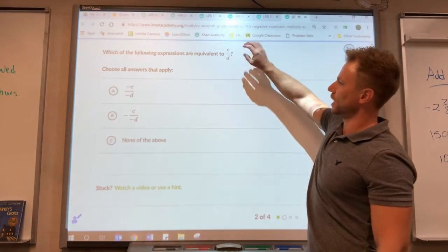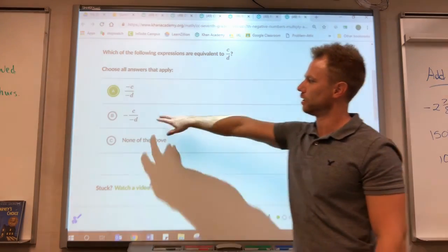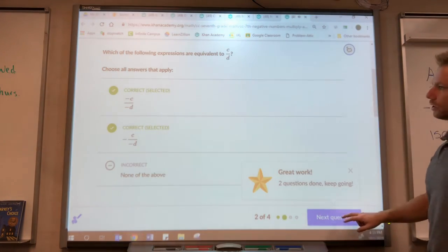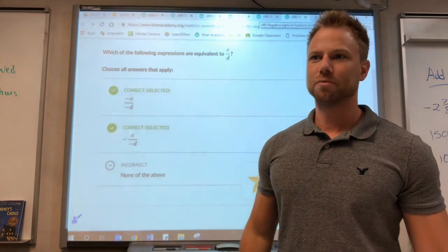And here we have no negatives, it's positive. 2 negatives makes a positive, so A works. 2 negatives makes a positive, so B works. Both of those work. All right, that is all the examples for Objective 5, Part 1.